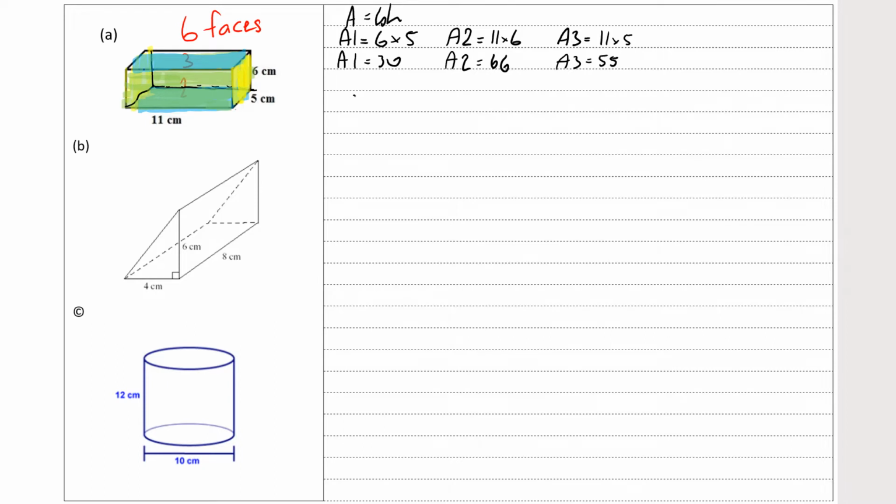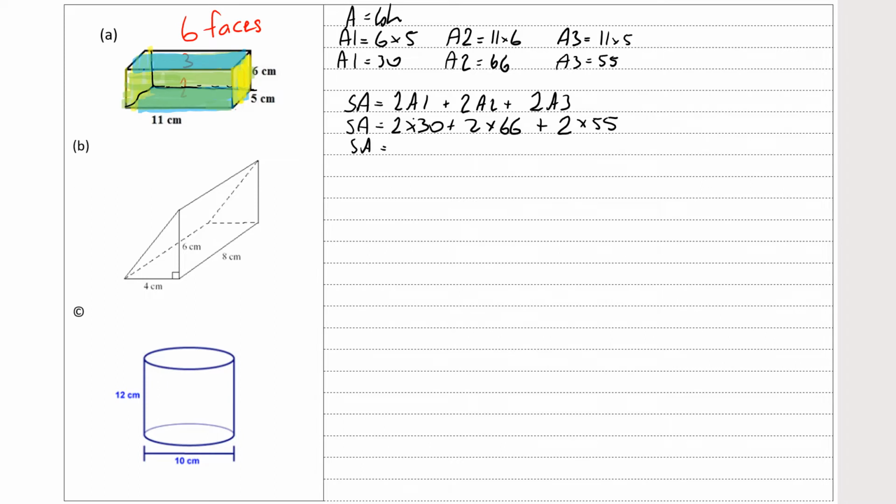So in total, the surface area, we've got 2 lots of area 1 plus 2 lots of area 2 plus 2 lots of area 3. So 2 lots of 30 plus 2 lots of 66, plus 2 lots of 55. I'll just pop that in my calculator and let's calculate the surface area.